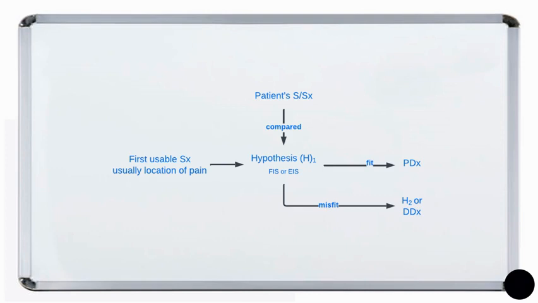If there's a misfit, then we can either generate H2, a second hypothesis based on the signs and symptoms the patient's given us, or we can move towards differential diagnosis, which is what we shall do in this particular presentation. Generally though, with differential diagnosis is when you come across a symptom that can have multiple equally plausible or nearly equally plausible causes, and you don't want to go through the positive vetting of each of those potential diagnoses.